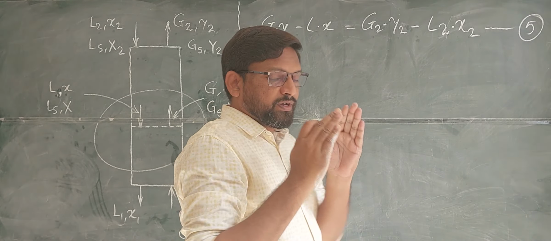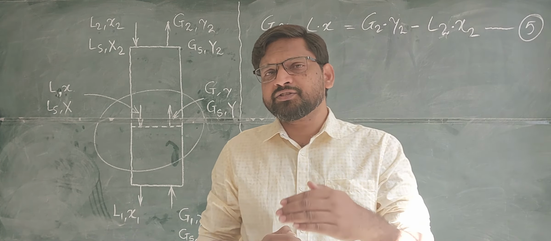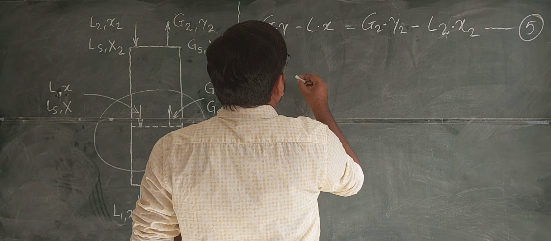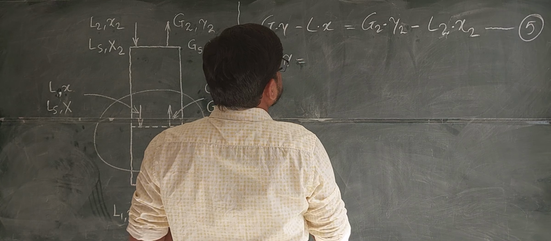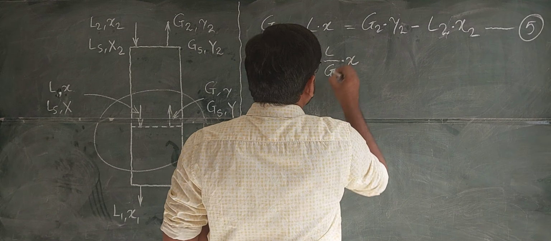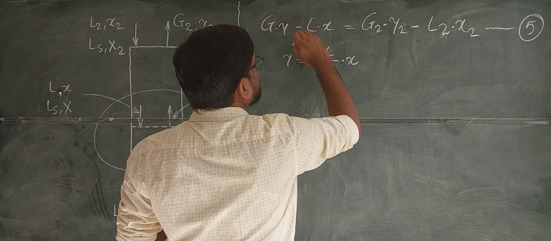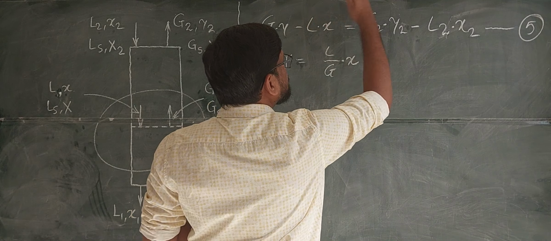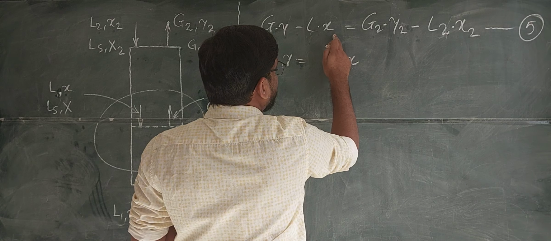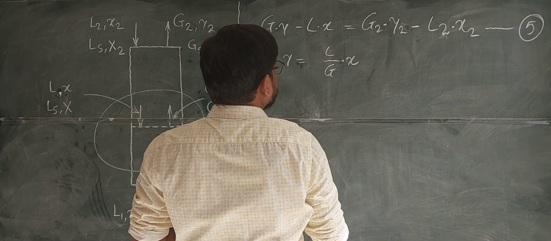What I will do is put only the term Y on the left hand side of this equation and the rest of the things on the right hand side. Let us see what happens. Y is equal to L divided by G into X. Since I want Y only on the left hand side, I am shifting minus Lx to the right hand side. Once it goes to the right hand side, it becomes plus Lx.